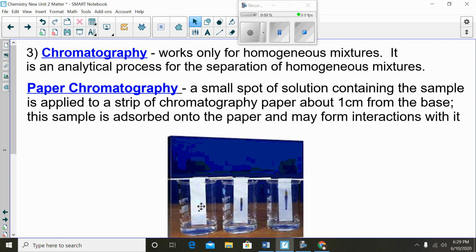So a good example would be the use of an overhead marker, which is composed of various colors. So as you spot the paper and then you put it in your solution, it will separate the colors from that pen.